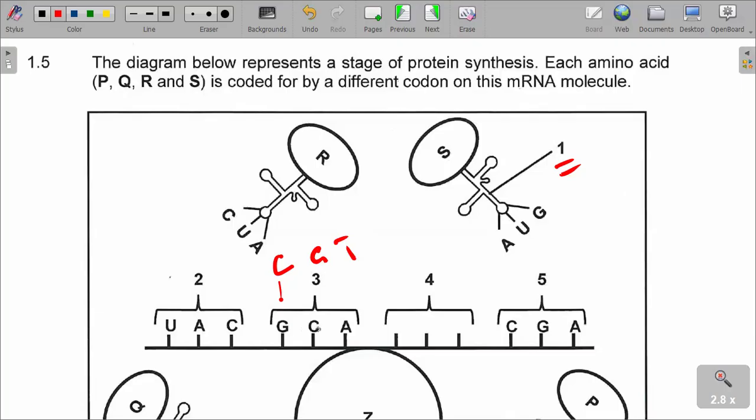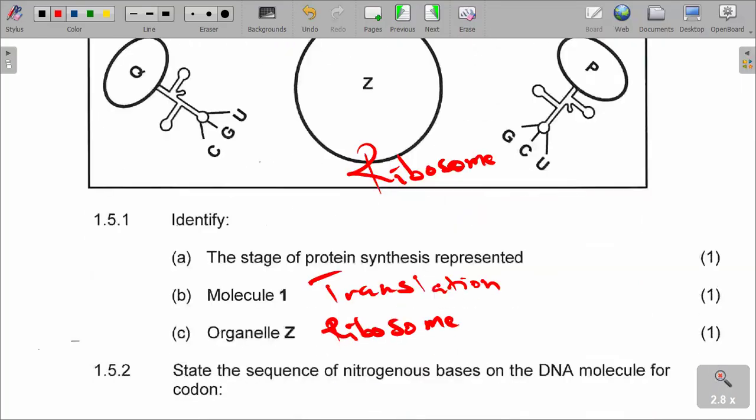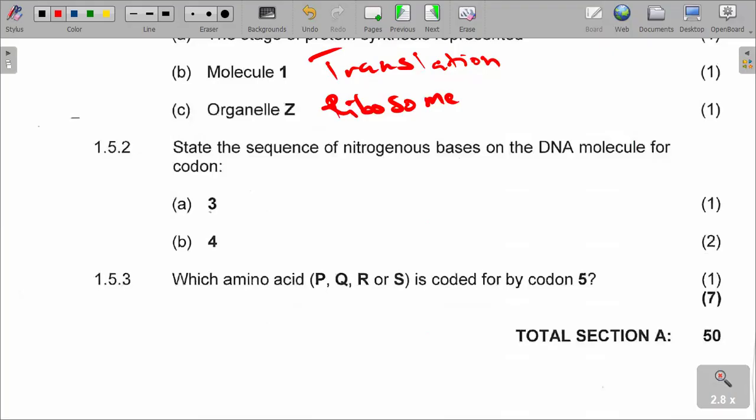So we are given GCA for codon 3, so the DNA sequence is supposed to be CGT, according to the basic complementary base pairing that we have been talking about.